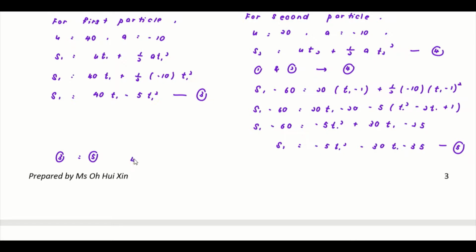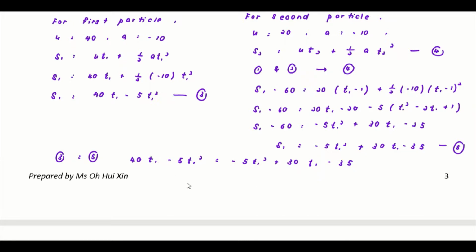So 3 is equal to 5. So that's why 40 T1 minus 5T1 square is equal to negative 5T1 square minus 30 t1 minus 35. Okay, so this negative 5t square, negative 5t square, so you don't have any more. So try to bring this over the other side. I'm sorry, is this plus? Oh yeah, sorry, this is supposed to be plus. All right, so here is plus.